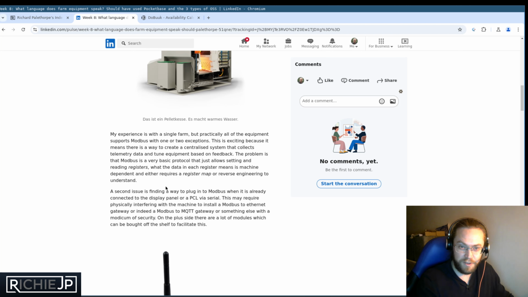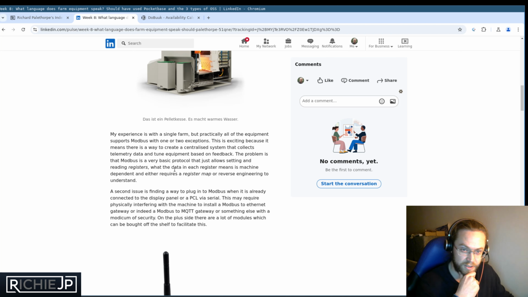My experience is with a single farm, but practically all the equipment supports Modbus with one or two exceptions. It's some very, very old equipment where it's not clear if it's using Modbus or something else. It might still be using Modbus, it's just not clear what it's doing. And it certainly doesn't have Ethernet, so it's just got some serial cable coming out of it. This is exciting because it means there is a way to create a centralized system that collects telemetry data and tunes equipment based on feedback.